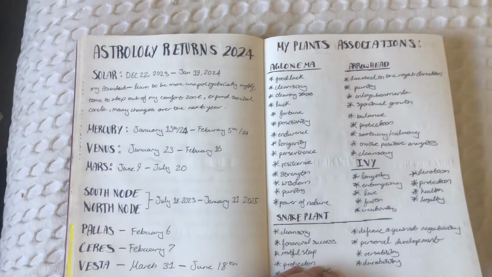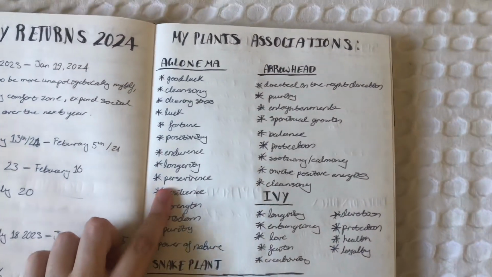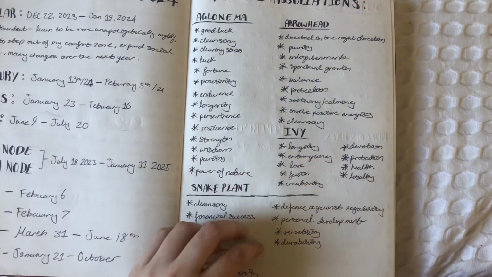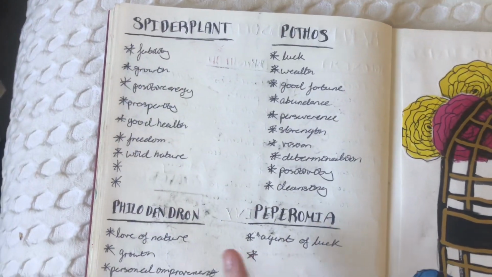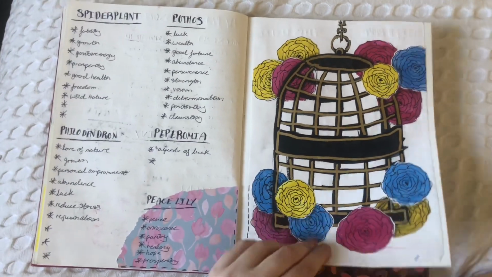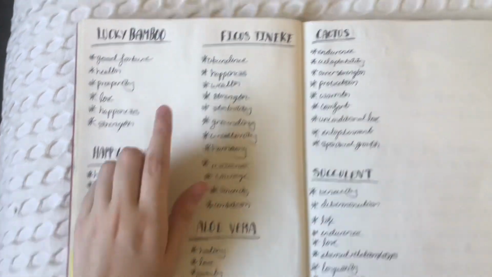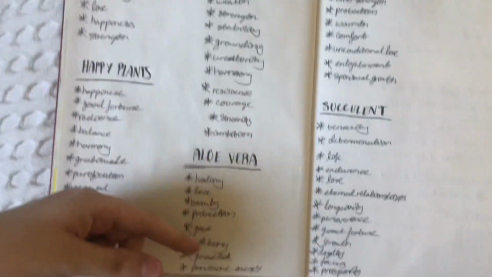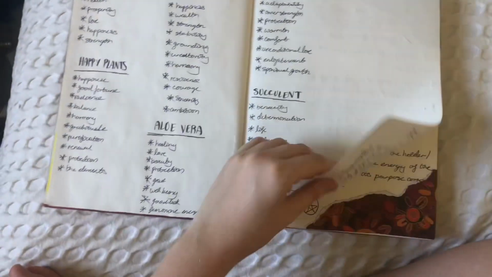Fantastic. It's not gonna be great. Plant associations, there's a few of these. I've got my aglaonemas, arrowheads, ivy, snake plants. I've got regular ones, and then I've got some that I personally associate with them. Spider plants, pothos, philodendron, peperomia, peace lilies. I have this artwork that I did a while ago. Lucky bamboo, happy plants, yes, that is what they are called. Ficus tinky, which is like a, actually I can't remember what they're called regularly. Aloe vera, cactus, succulents, and then I never really finished this page.